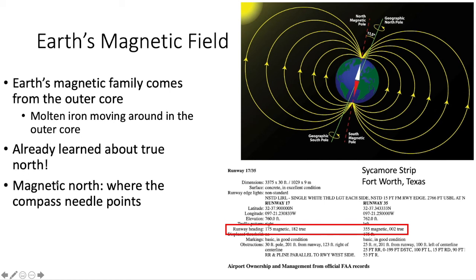Earlier in the semester, you learned about true north. I think that was in chapter 1 when you were talking about the various directions. Now we're going to complicate that a little bit. We're going to talk about magnetic north, which is the way that the compass needle points.